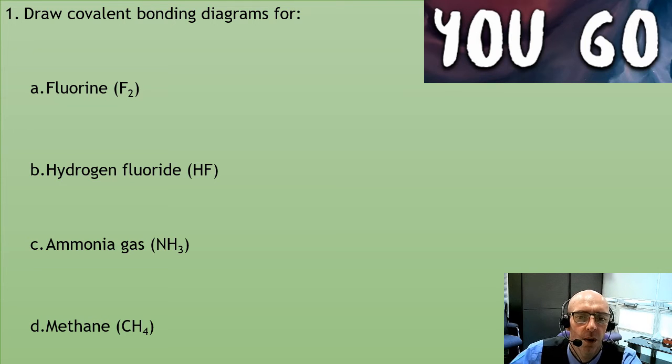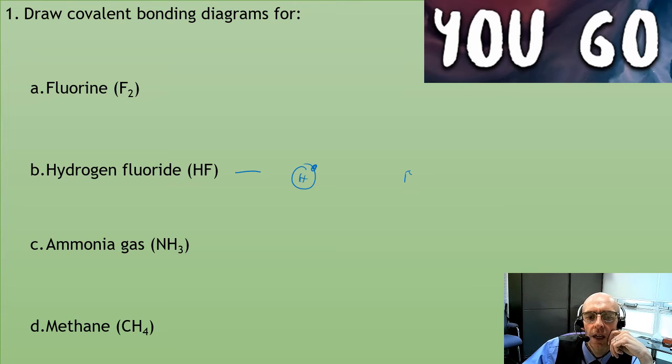Draw covalent bonding diagrams for fluorine, hydrogen fluoride, ammonia gas and methane. And some of you might have tried this at the end of last lesson. So you pause now, you look at your periodic table, you draw out, for example here with hydrogen fluoride, a hydrogen, put the electrons on, you draw out a fluorine, and then you put them together. And this time you can see HF is the formula, so it's only one of each.